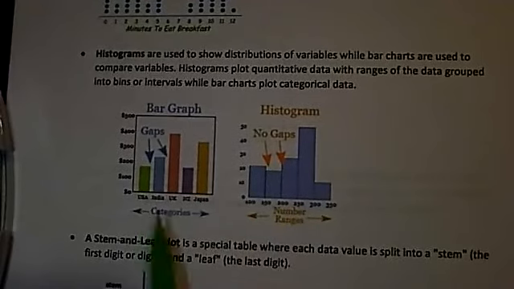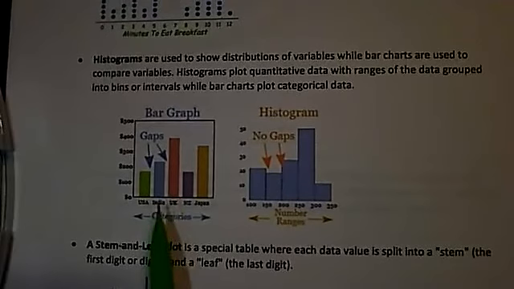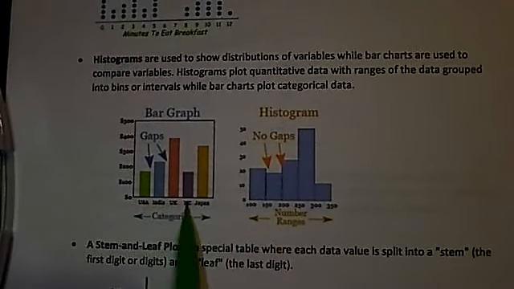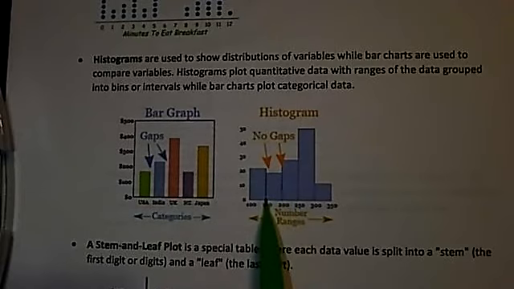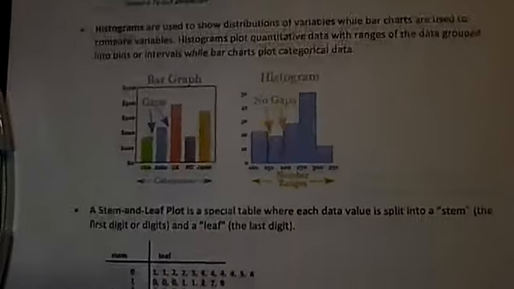And then lots of people get them confused with the bar graph. Well, remember, bar graphs are categorical, so I'm talking about categorical data here. And they do not connect. They do have gaps in between them, whereas a histogram does not, and it's within a range of numbers. So that's the difference there.